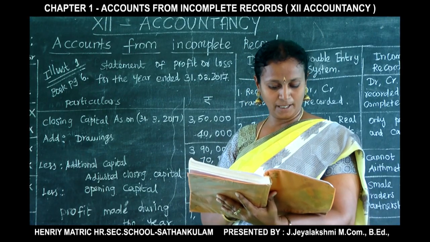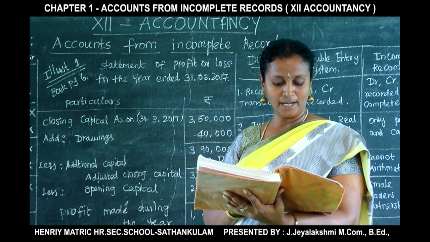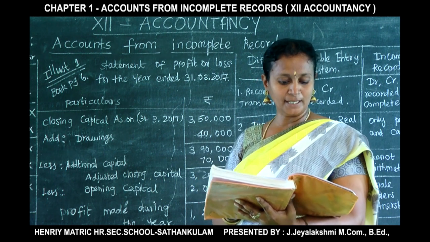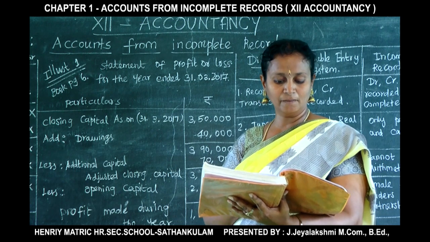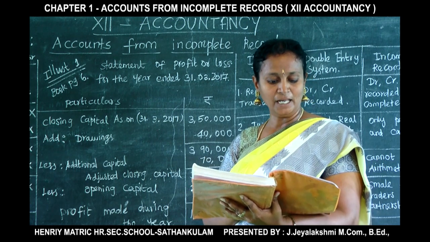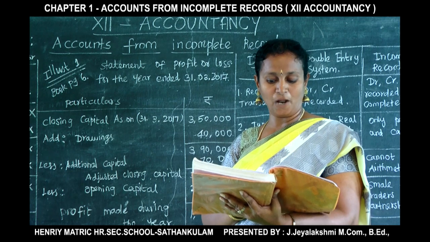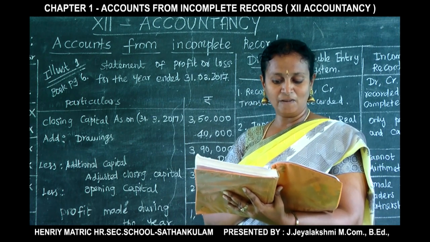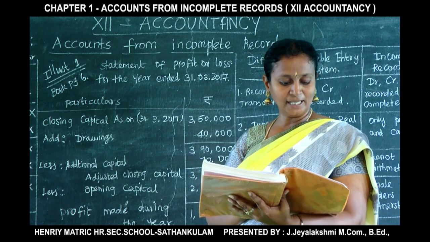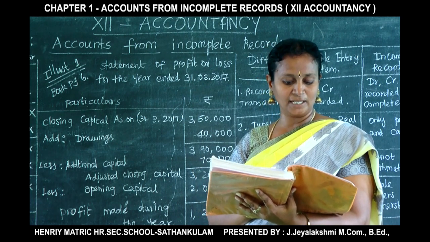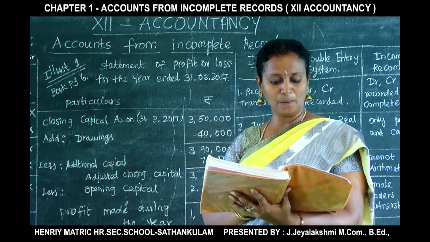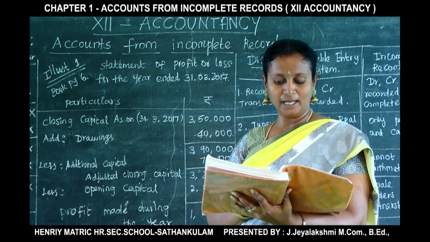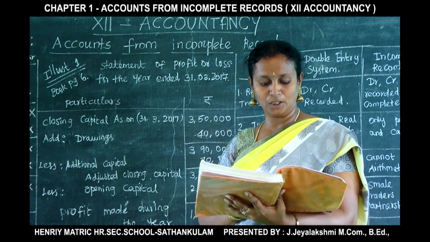Okay, illustration 1. We are going to learn illustration 1, given on page number 6. From the following particulars, ascertain the profit and loss account. Here, the instruction given is to calculate the profit and loss account. Some transactions are given, which we will take into account. First, capital at the beginning of the year, 1st April 2016, is 2 lakh.